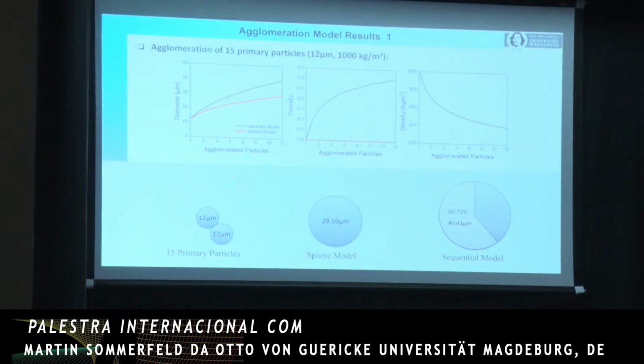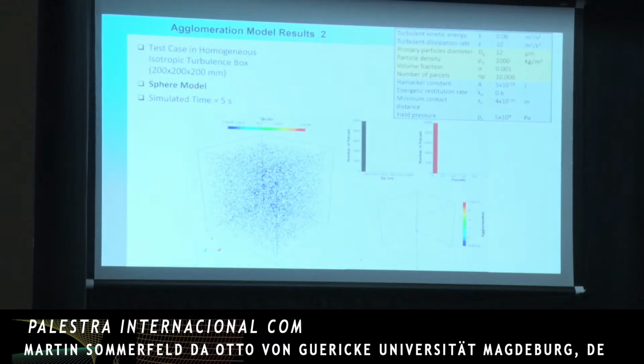You see that we compared a simple simulation of 15 primary particles. So, this is the sequential model. Here, this is the sphere model, and of course the diameter growth is completely different because the sequential model accounts for porosity. This is aggregate porosity, approaching here 60% roughly. And of course, as we have porosity, we have a reduced density of the particle. So this is the sphere size, 30 micron roughly, and here with the sequential model, correspondingly, you get 60 micron.